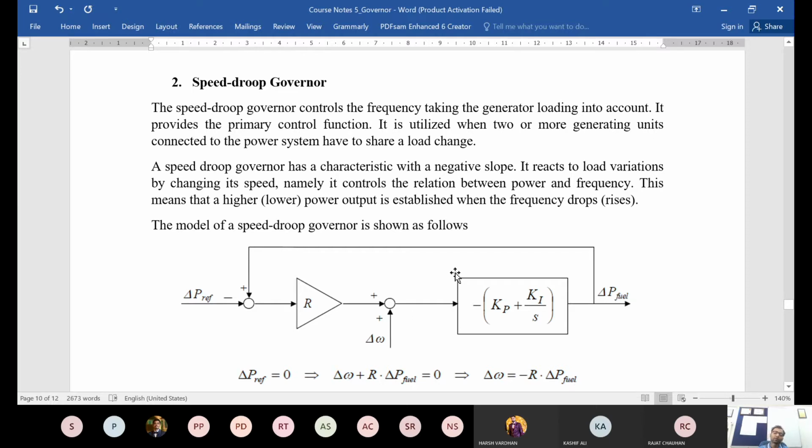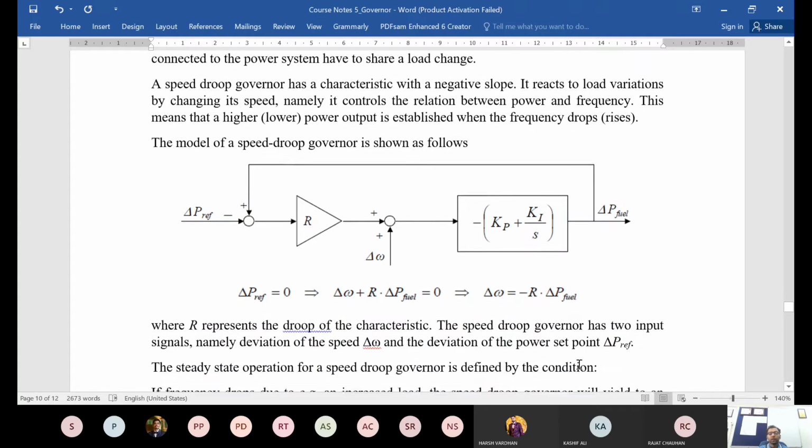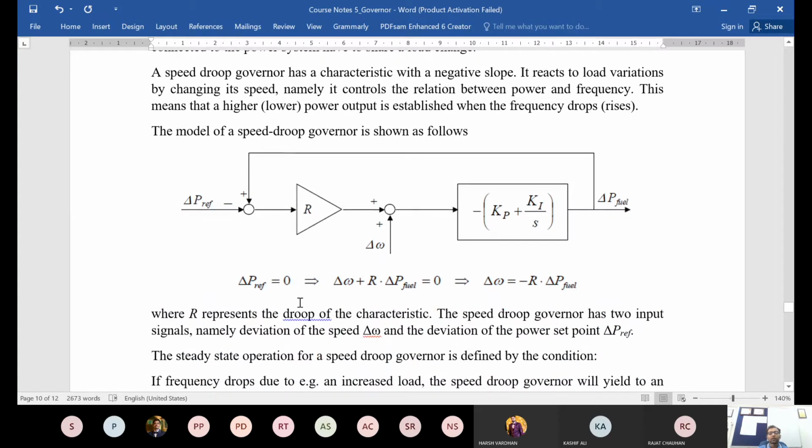And if the system is operating under steady state, then you have this thing going to 0 because you don't want to change this. And if there is any change in the delta omega, accordingly the delta P fuel can be adjusted given by this relationship, and as you can see the negative sign, that implies that if delta omega is increasing, then delta P fuel will reduce. If delta omega is reducing, then delta P fuel is increased. And this constant R here represents the droop of the characteristic. What is the slope of the characteristic?